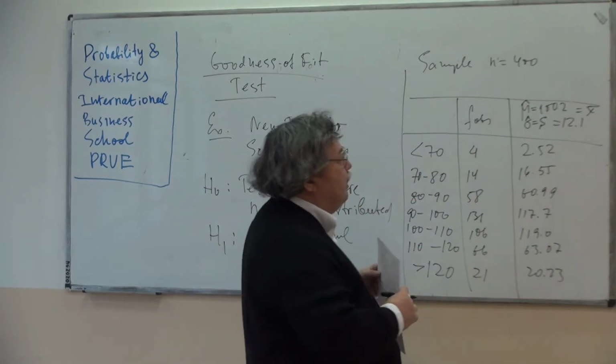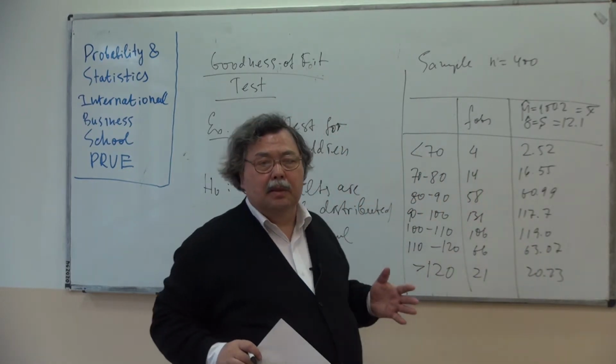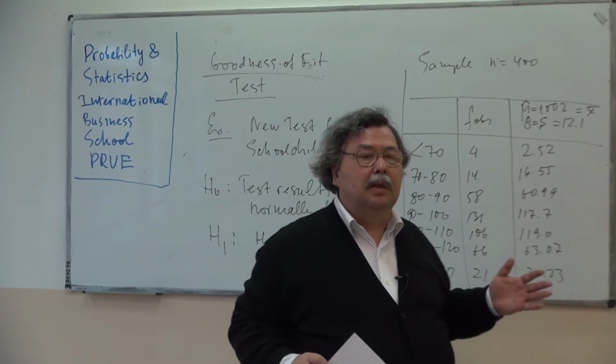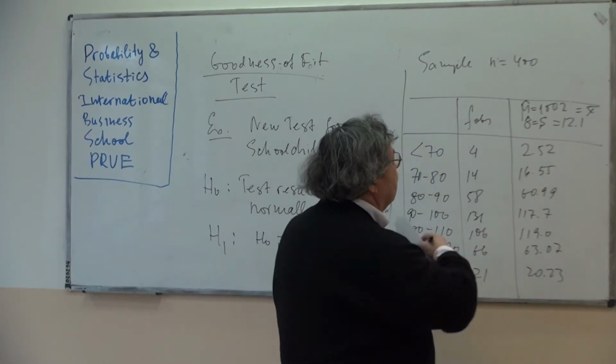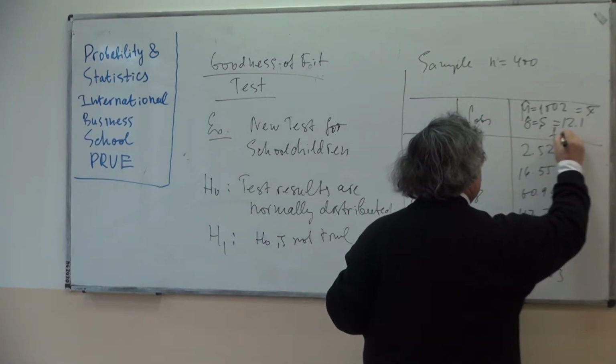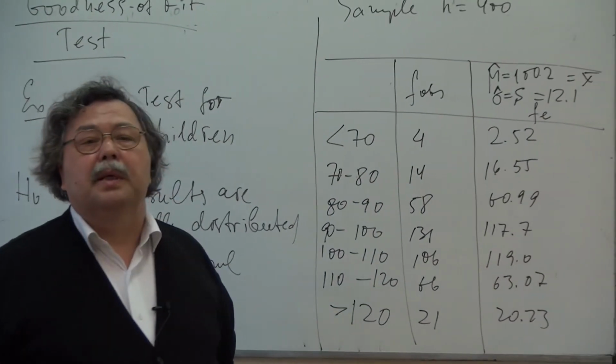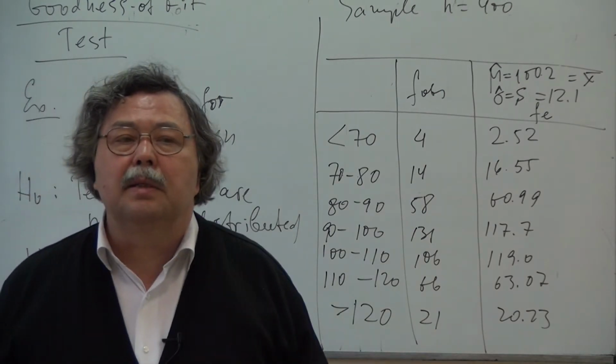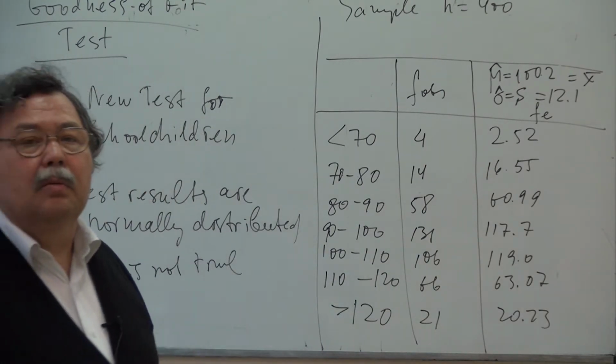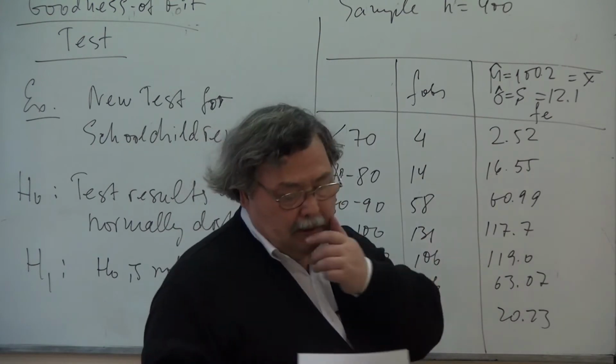Again, these are not integer numbers, and we don't expect them to be integer. These are the expected frequencies. We would expect to see these frequencies if we really had a precise normal distribution with these parameters.